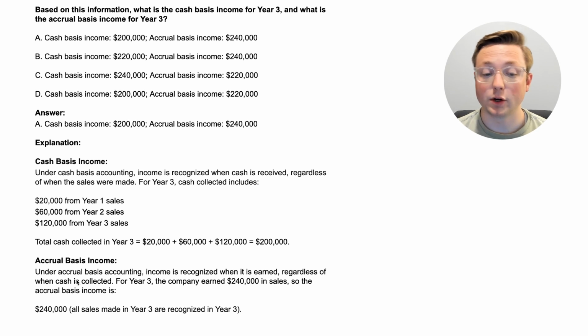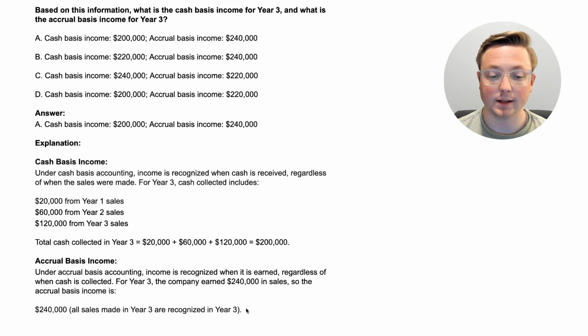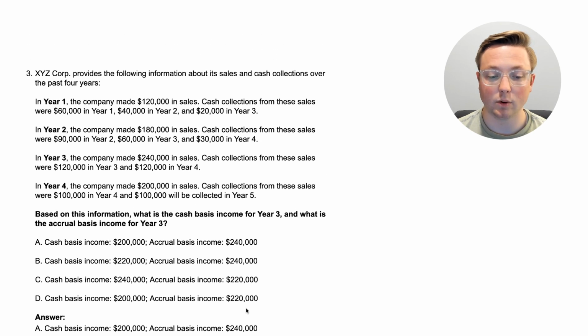Now let's talk about the accrual basis income. Under accrual basis accounting, income is recognized when it is earned, regardless of when cash is collected. This is actually the easy part. For year 3, the company earned $240,000 in sales, so the accrual basis income is $240,000. And let's go up here and look at that to see what's happening. Again, it said they had $240,000 in sales. It gave us the answer right there.